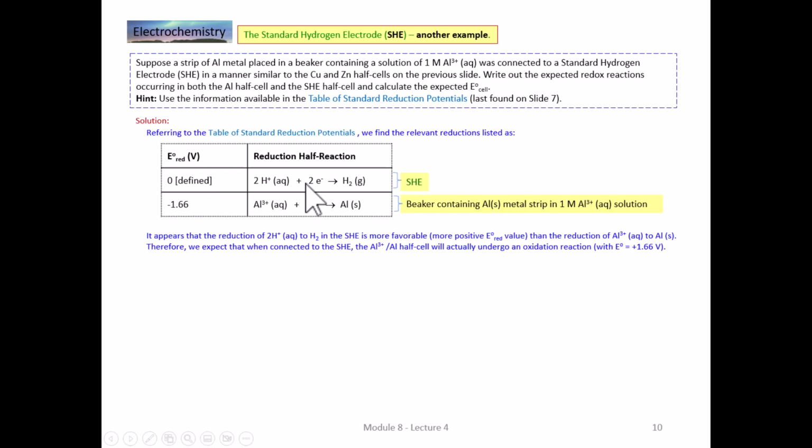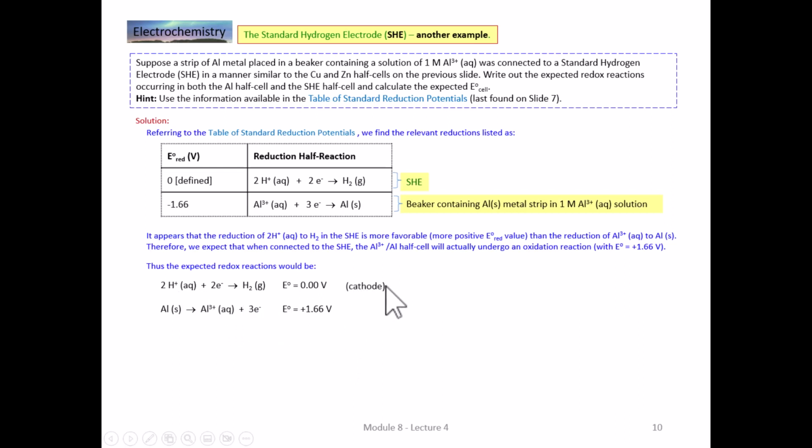So what we decide is that in our setup, hydrogen ion is going to be reduced to hydrogen gas. In other words, the SHE will run in reductive mode, which means what's going to occur in the other beaker is that aluminum metal is going to be oxidized to aluminum ion. So the expected redox reactions would be hydrogen ion being reduced to hydrogen, aluminum metal being oxidized to aluminum 3 plus ion, each one losing 3 electrons.